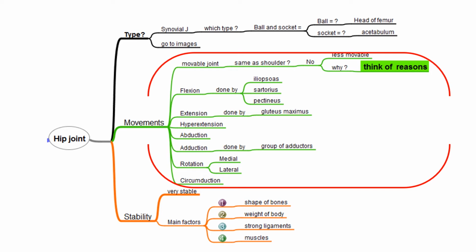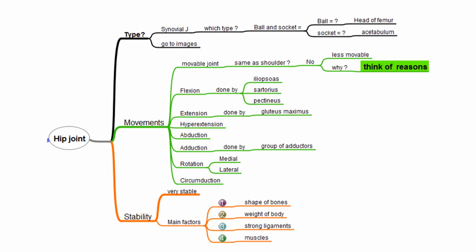The hip joint can do flexion by a group of muscles. Extension is done by a muscle called gluteus maximus. It does hyperextension, abduction, adduction, rotation in the medial and lateral directions, and it does circumduction as well. Now, do you know these movements? The answer is yes. There is a special YouTube film that demonstrates all these movements.